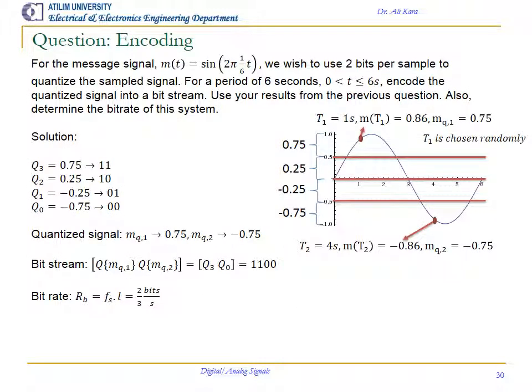Question: encoding. For the message signal m(t) = sin(2π(1/6)t), we wish to use 2 bits per sample to quantize the sampled signal. For a period of 6 seconds, encode the quantized signal into a bit stream. Use your results from the previous question. Also, determine the bitrate of this system.